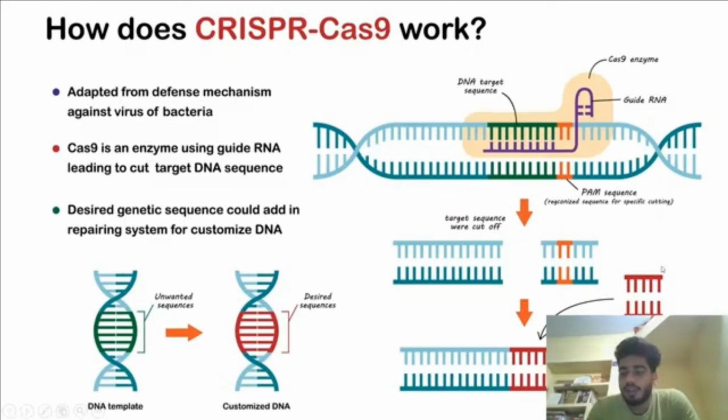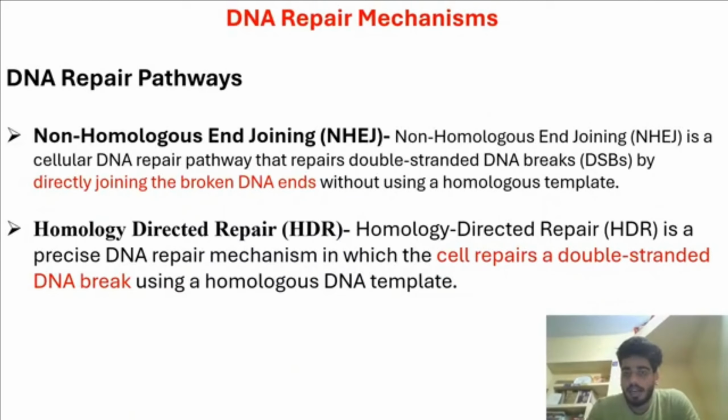Here we will add the desired DNA sequence for the repairing purpose of the DNA. After that, the mechanism of repair is of two types. One is non-homologous end joining, and the second one is homology directed repair. In non-homologous end joining, the broken DNA ends directly join.